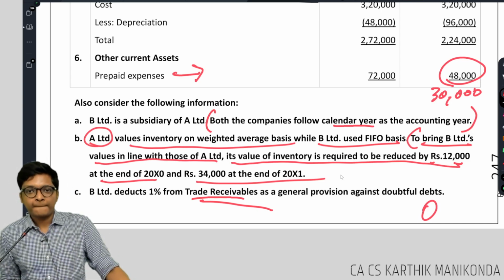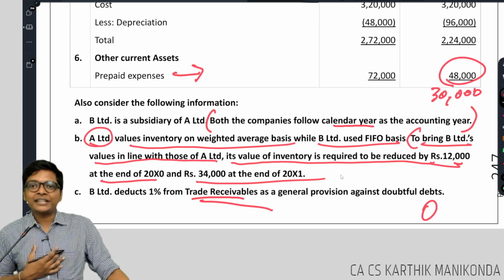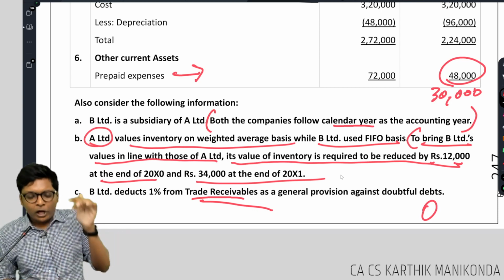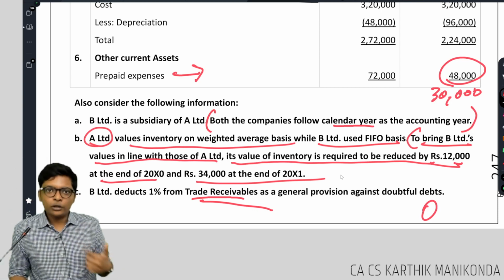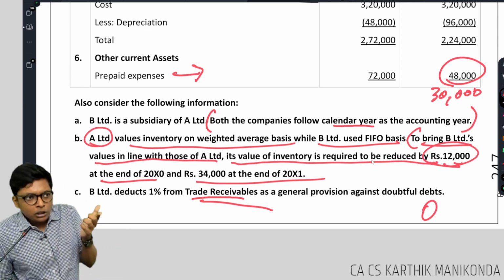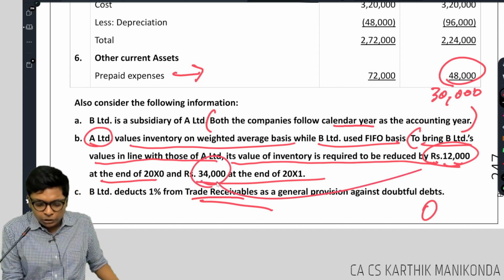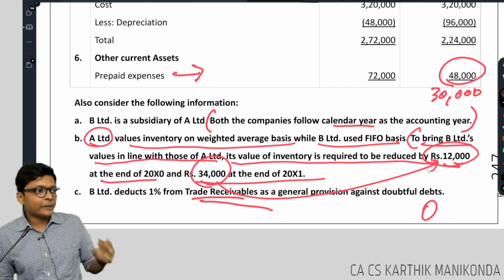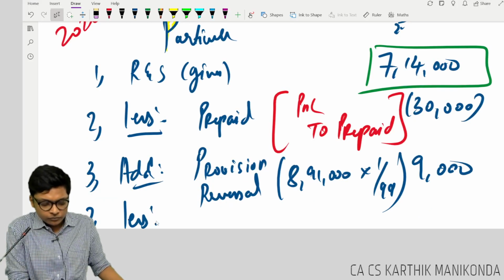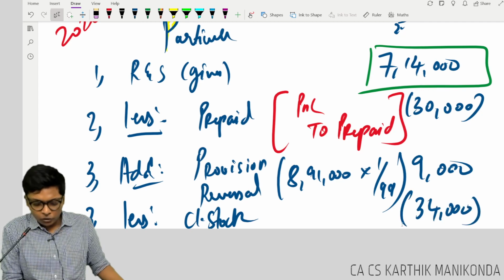What should you do? Reduce 34 or 12, both? Previous year I don't care, because whatever happens in the previous year is automatically adjusted for the current year. Correct? See, are you understanding, guys? This 12,000 reduction in 2020 would have automatically been carried forward for this year. So I will say that this 34,000 is inclusive of 12,000. So don't do double impact. 34,000 I will reduce. Correct? So I will come here, less closing stock. How much, guys? 34,000. Let me check.